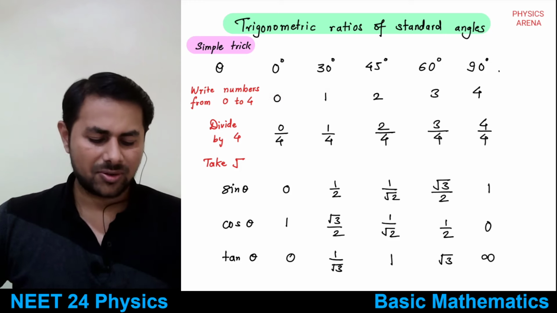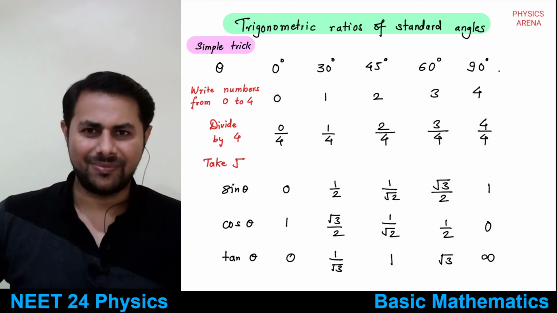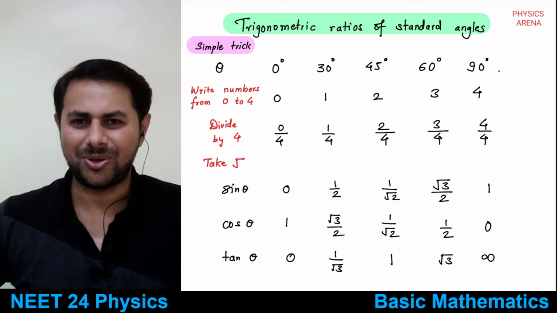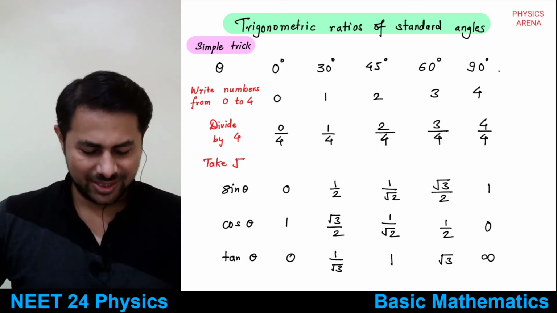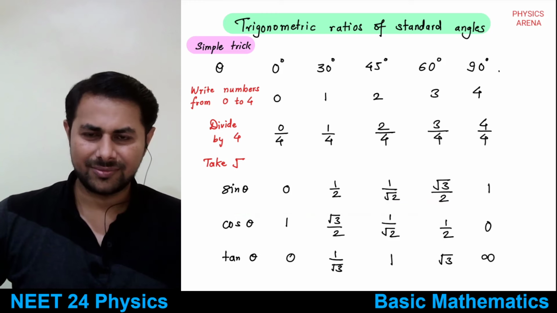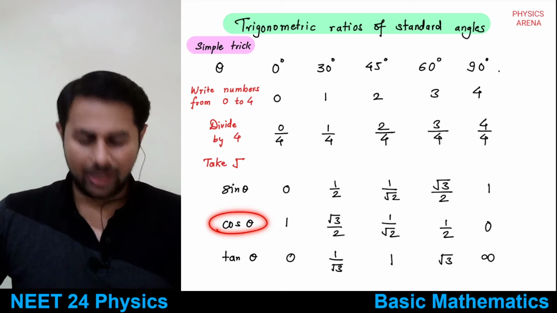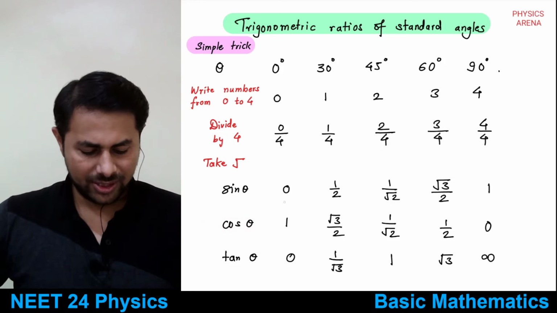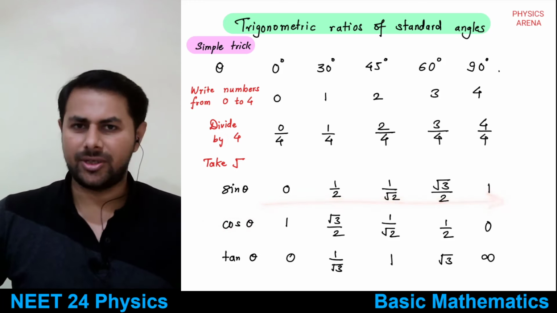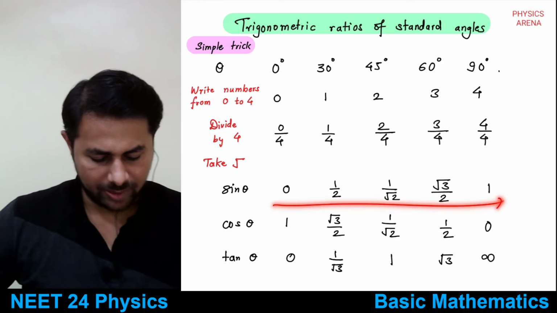Now to find it out also you will need some time, right? And we don't have time, that is the problem. So the best thing is just remember this. Then how do you get cos of theta? Just write this in the opposite order.